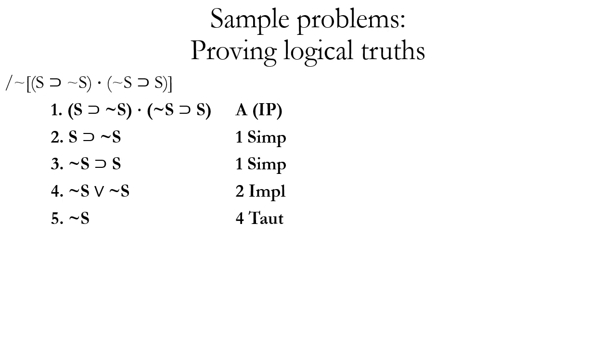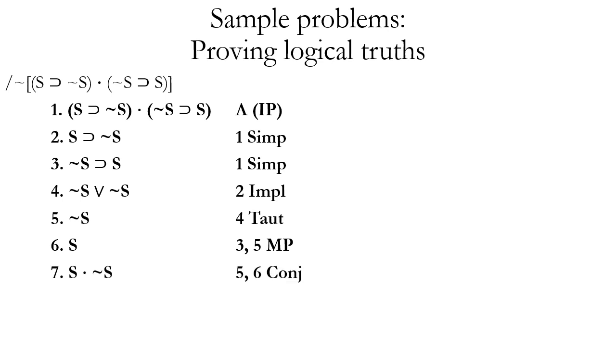If we use tautology on line 4, we can get rid of one of the tildes. And then look at lines 3 and 5. Do you see the contradiction? If we use modus ponens on lines 3 and 5, we can get S, and there we have it: tilde S on line 5 and just S on line 6.